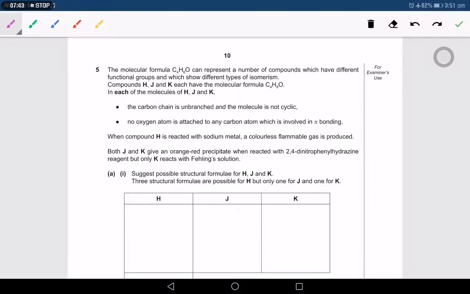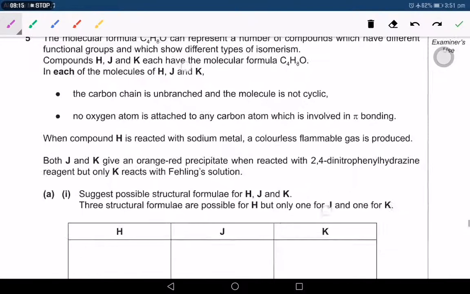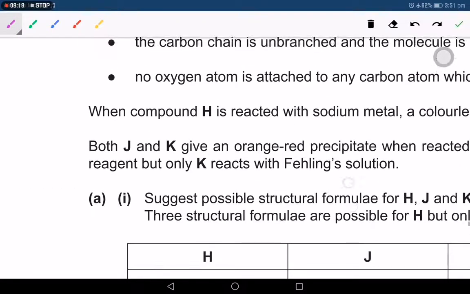But only K reacts with Fehling's solution. You must notice that Fehling's solution is for ketones, right? Am I right? Fehling's solution is for ketones. Yes, so ketones do not react. It is the aldehydes that react with Fehling's solution, but only K reacts with it. Directly we can get the inference: H is an alcohol.